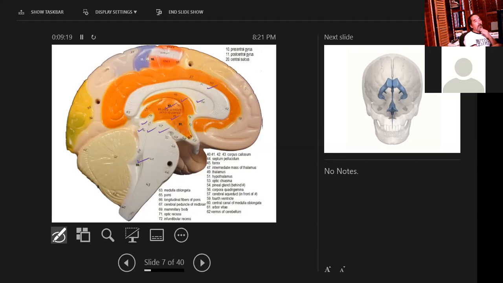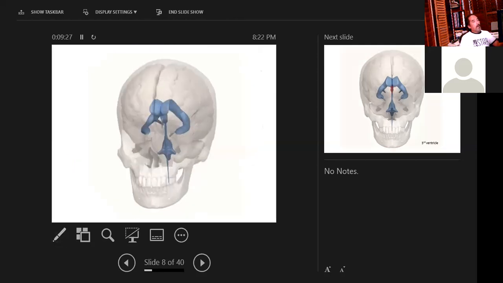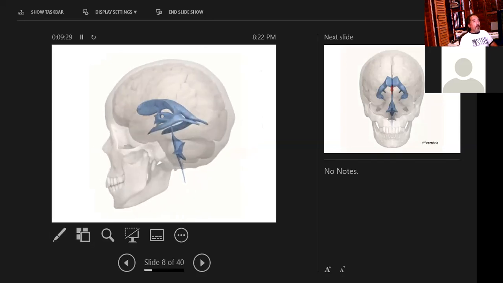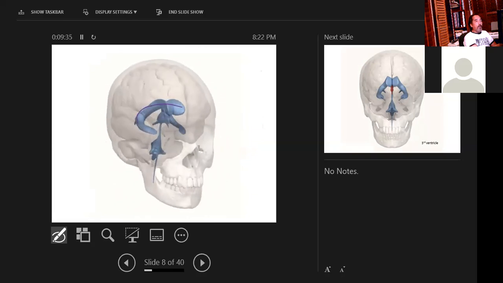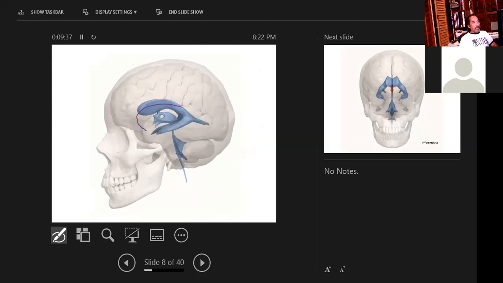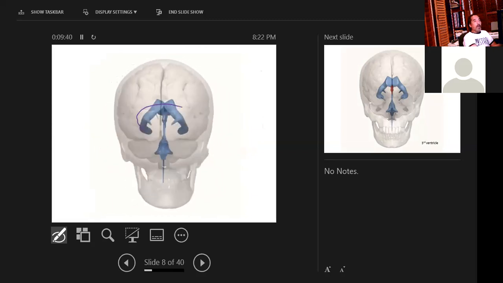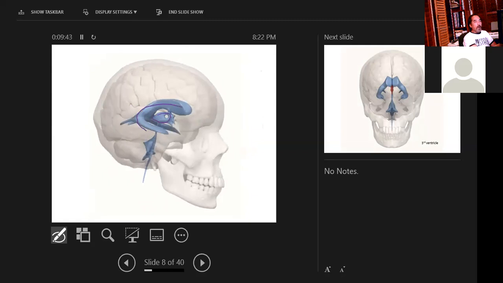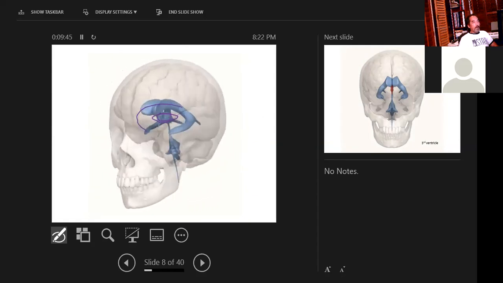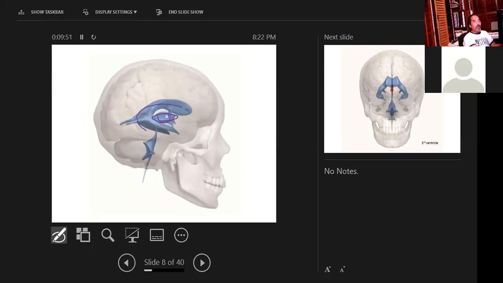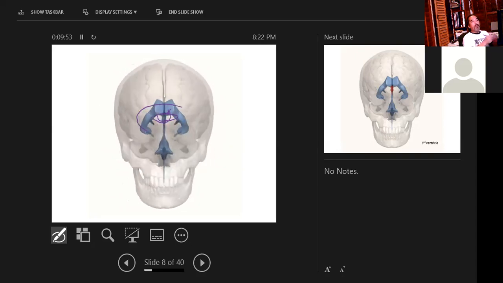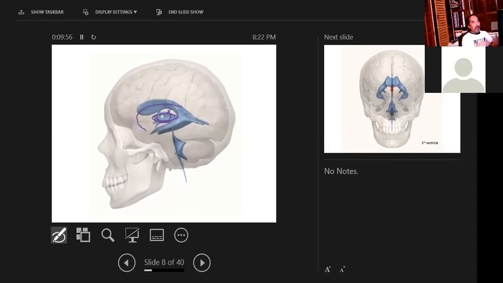Okay, so this is the hypothalamus, and this is going to be the epithalamus. And then this is going to be the ventricles. The lateral ventricles have a superior and inferior horn. They connect into the third ventricle. The third ventricle is this one. The connection between the lateral ventricle and the third ventricle is called the interventricular foramen. Interventricular, between the ventricles.